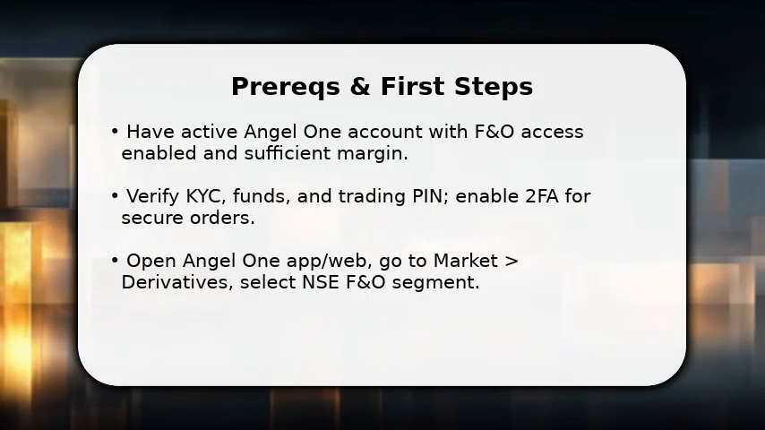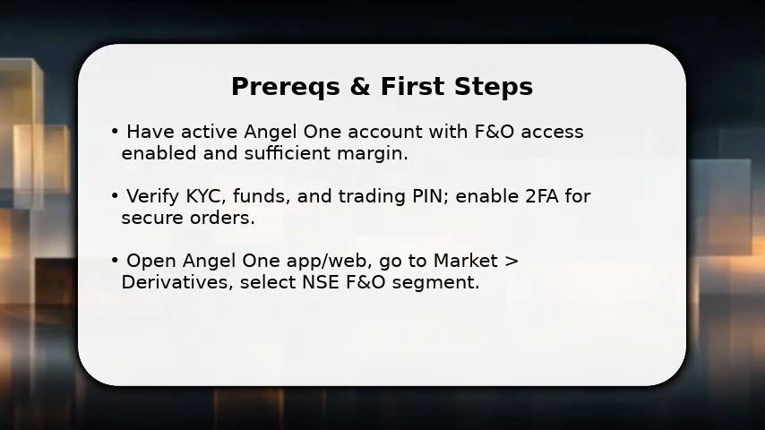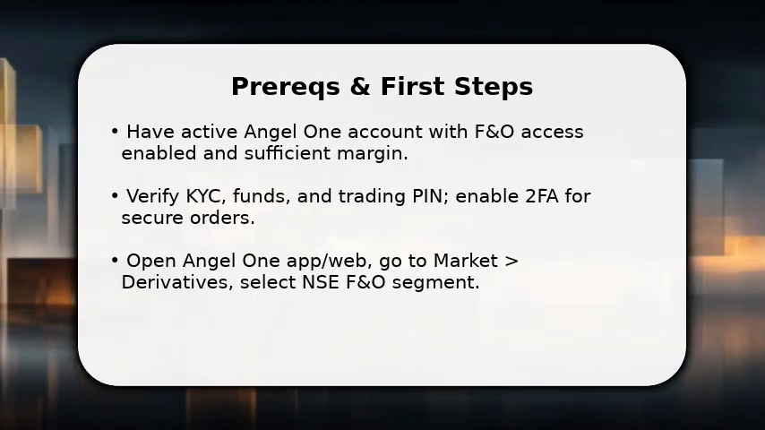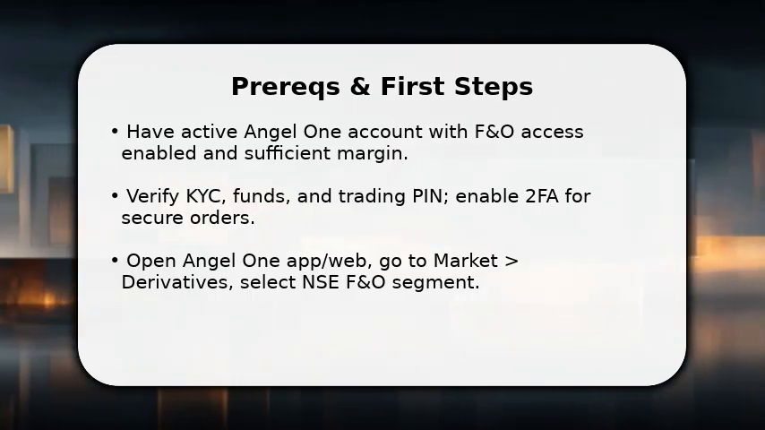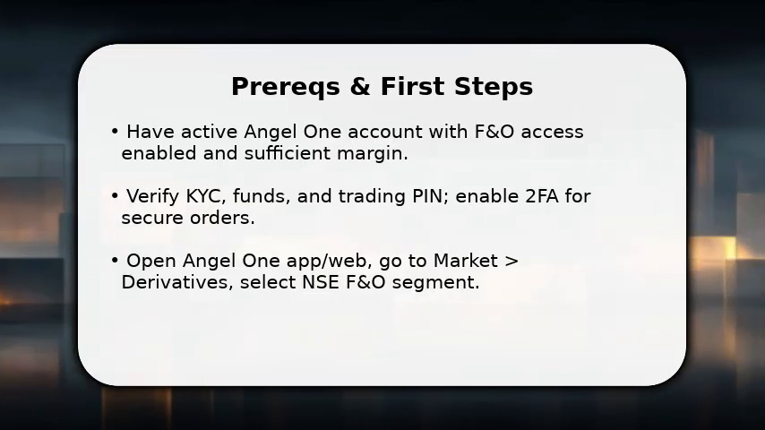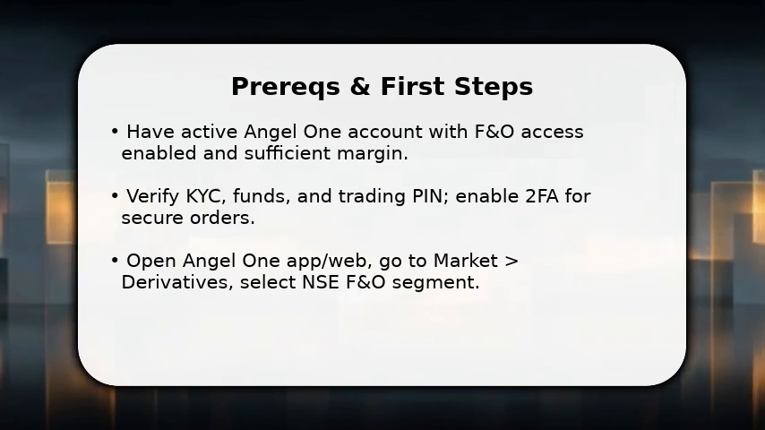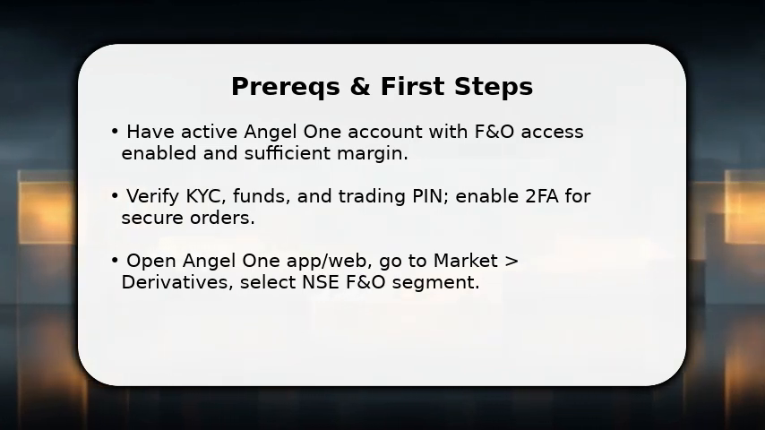Next, open the app or web portal, navigate to Market, then Derivatives, and choose the NSE F&O segment. You should check your available SPAN and exposure limits because they determine order size. Make sure real-time quotes are on. Without live prices, you can't execute precise entry levels. Now you're ready to find a contract.